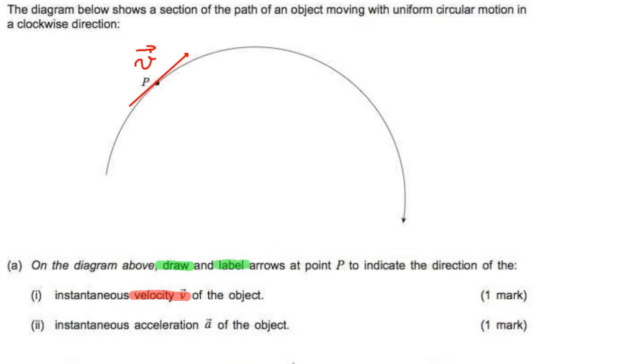The second part of the question wants us to draw a line for the instantaneous acceleration. This is going to be a line at 90 degrees to our velocity vector, and make sure you include the direction towards the centre and the appropriate labels.